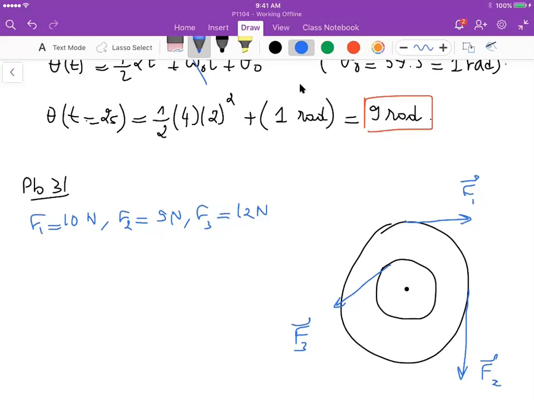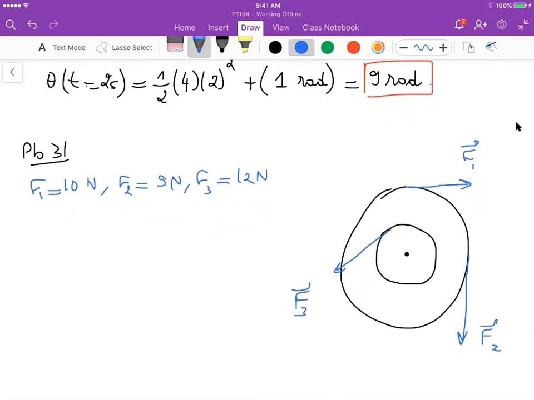So this is the figure that you see on the whiteboard. We have 3 forces, F1, F2, and F3. I call them like that just to make it easy for us to determine the torques. F1 is equal to 10, F2 is equal to 9, and F3 is equal to 12. Number 2, the inner radius is A equals 10 centimeter, while the outer radius is B equals 25 centimeter. Now the question is how much is tau net, the net torque acting on this object?